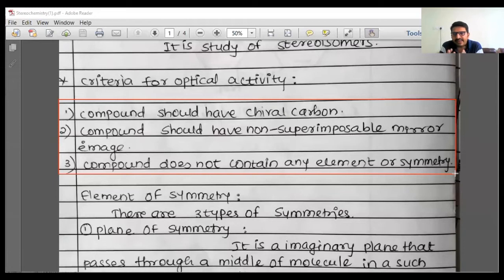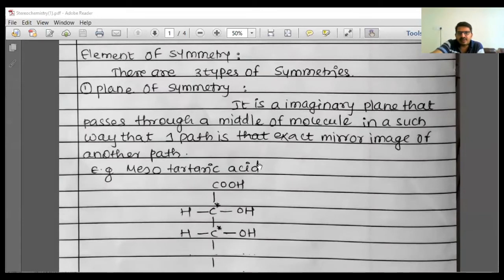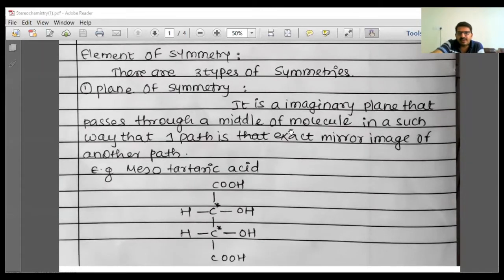There are three types of symmetries which we are going to study. If a compound contains a chiral carbon, but it also contains an element of symmetry, then that particular compound is not optically active. The first element of symmetry is called plane of symmetry. So there are three, and the first one is plane of symmetry.